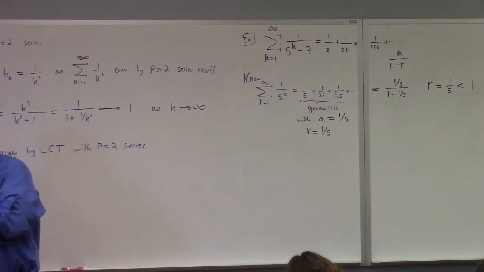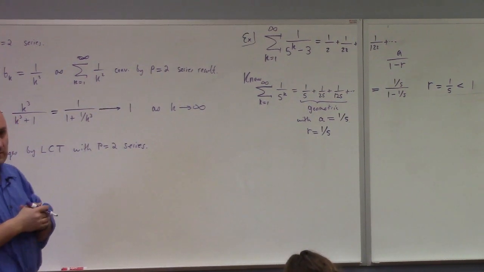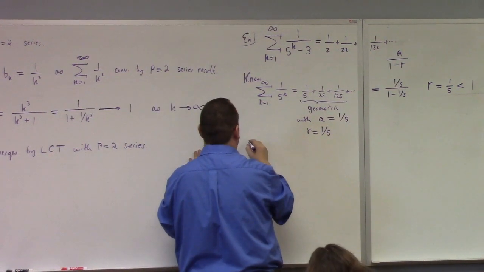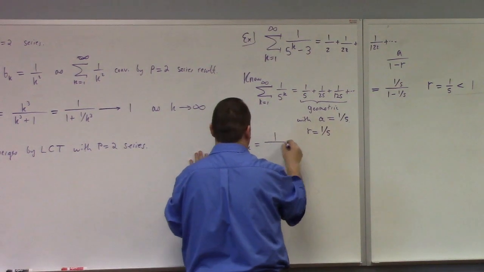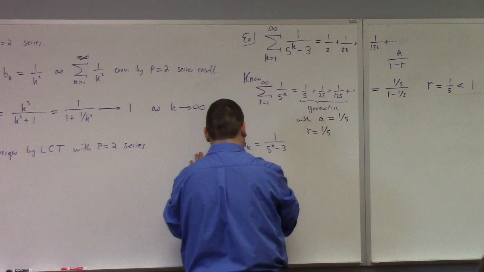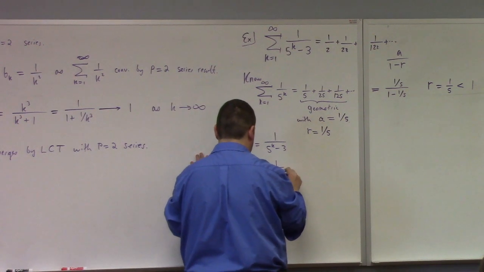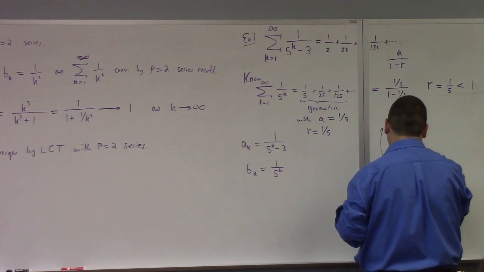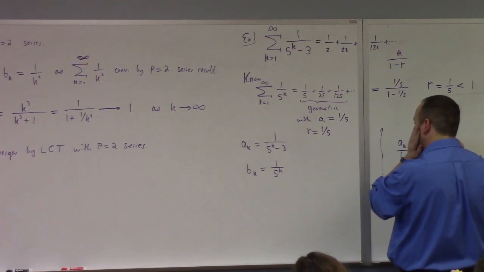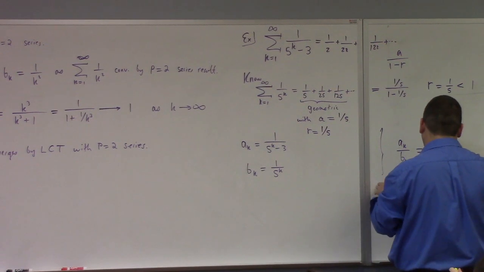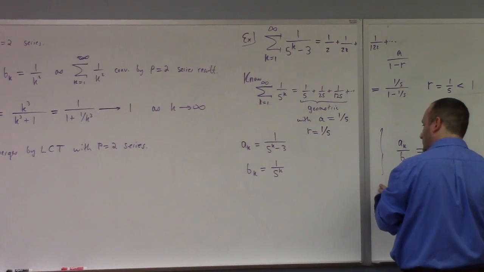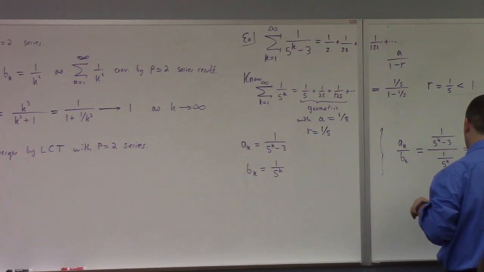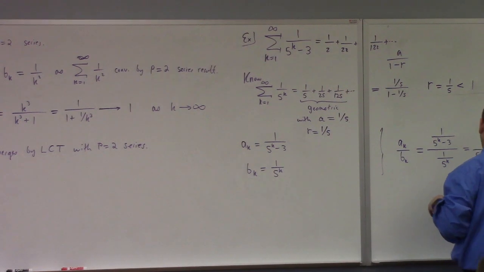Let's compare to something we know, which in this case is 1 over 5 to the k. So I'm thinking a sub k equals 1 over 5 to the k minus 3, and b sub k is 1 over 5 to the k. So consider a sub k over b sub k. It's 1 over 5 to the k minus 3, divided by 1 over 5 to the k. Do algebra. We get 5 to the k divided by 5 to the k minus 3.